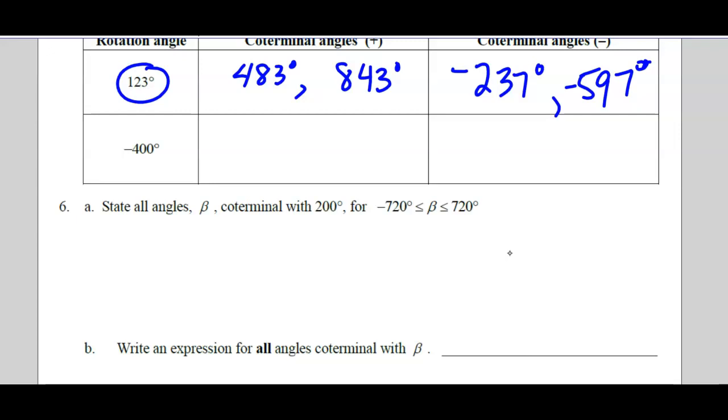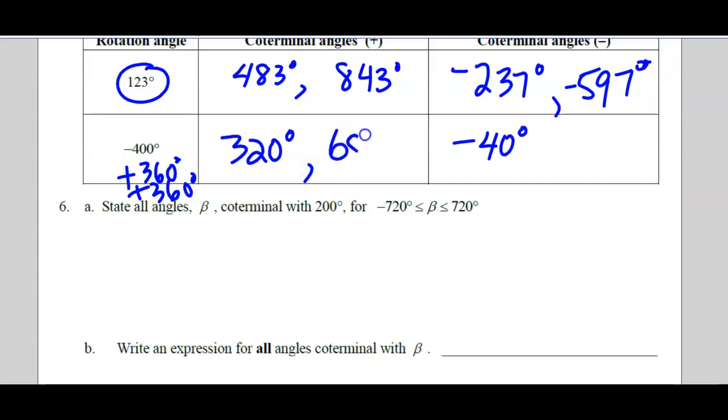Starting with a negative angle. So if we add 360 to this, we're still going to have a negative, right? So I'm going to put that over here. Add 360 again. That'll be a positive. Add 360 again. Get another positive. And then we can subtract 360 from this one. And so that's negative 400. Again, you can do multiples of 360, but I try to keep it close.